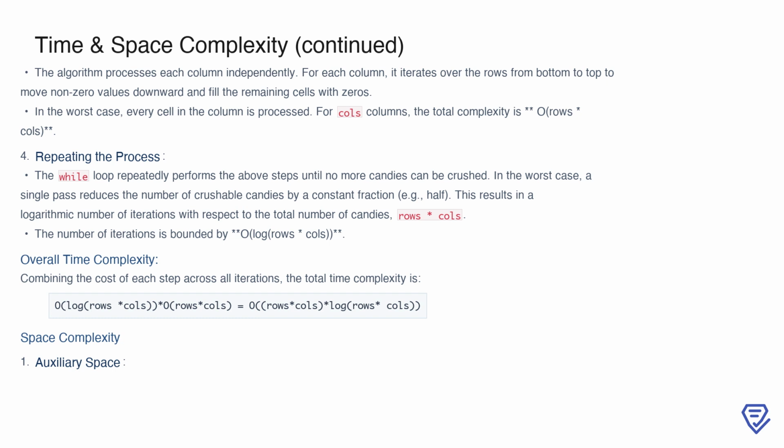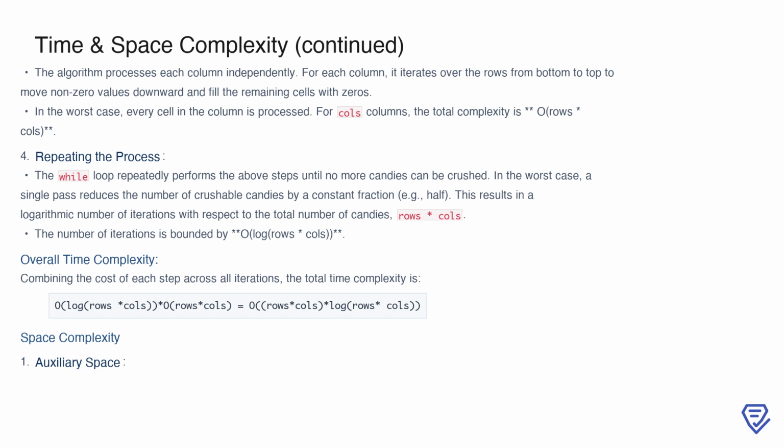Now, these 3 steps are repeated inside the while loop until no more candies can be crushed. The number of iterations depends on how quickly crushable candies diminish. In the worst case, each pass reduces the number of crushable candies by a constant fraction, such as half, leading to a logarithmic number of iterations with respect to the total number of candies, rows * cols. Consequently, the total number of iterations is bounded by O(log(rows * cols)). Combining the time complexities of all steps across all iterations, the overall time complexity becomes O(rows * cols * log(rows * cols)).